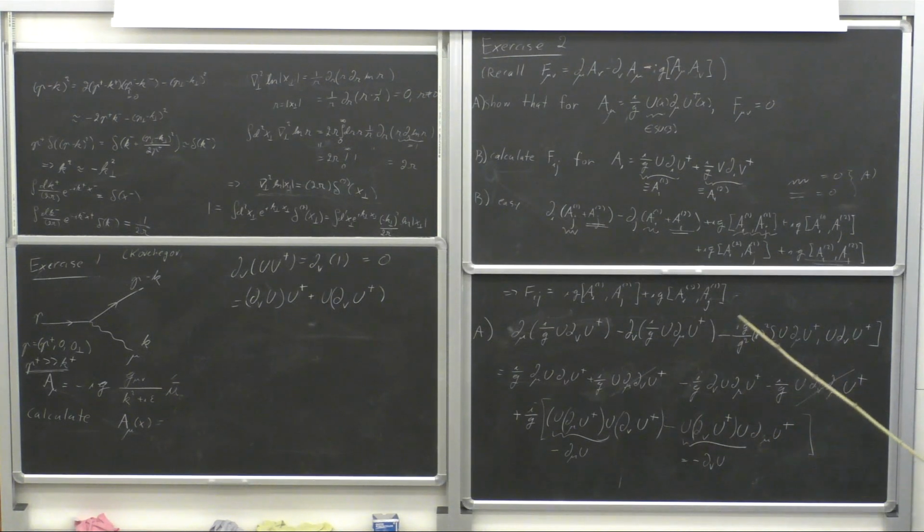Okay, so here, in this times this, I have things like U, derivative of U dagger, U, derivative of U dagger, and somehow that needs to cancel against this. So this is true if I recognize that U derivative of U dagger U is actually minus the derivative of U, right? How do I know this?